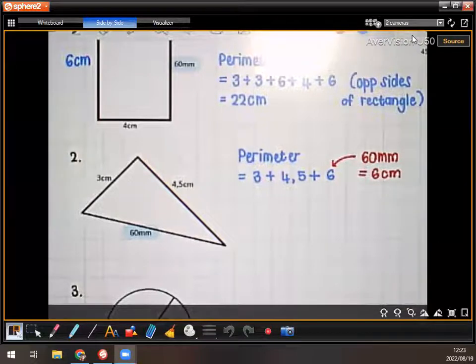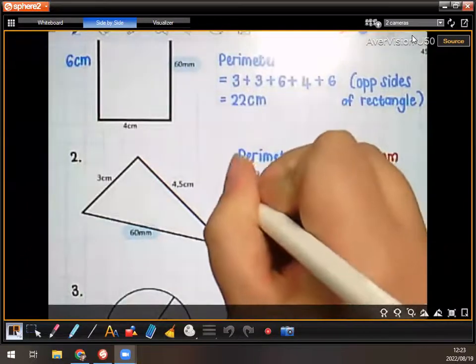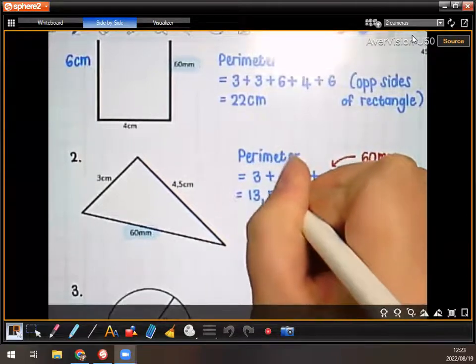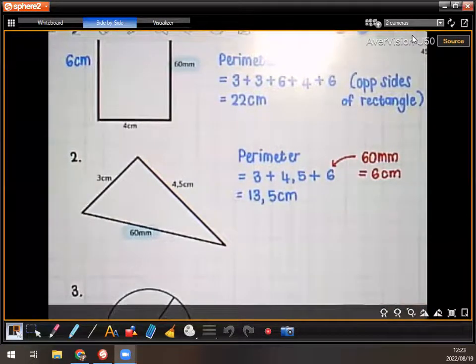What is that total? 3 plus 6 is 9, plus 4.5 is 13.5. We don't have to write the reason for this because all the sides were actually given. It's just that in the previous one, we have to know that that one was 6 because of the reason. Any questions there, guys?